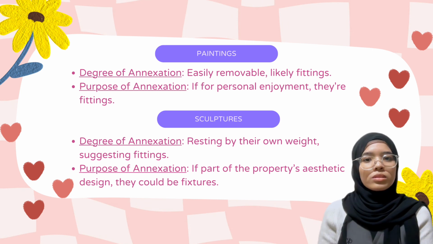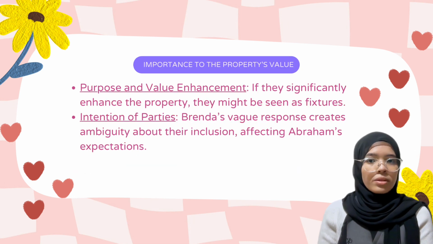In conclusion, based on these tests and relevant case law, the painting and sculpture from the Victorian era are likely fixtures. The issue at hand is whether the paintings and sculptures should be considered fixtures based on their enhancement of the property's value and the intentions of the parties involved. According to the law, items that significantly enhance the property's value are often deemed fixtures, indicating an intention for them to be part of the property.